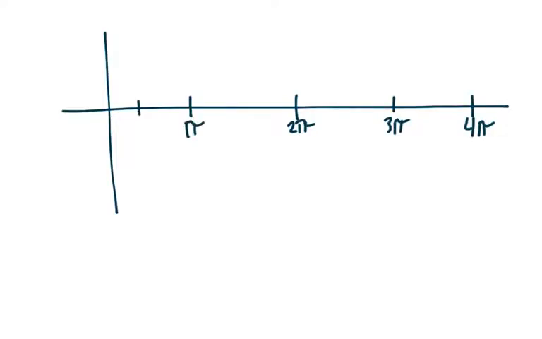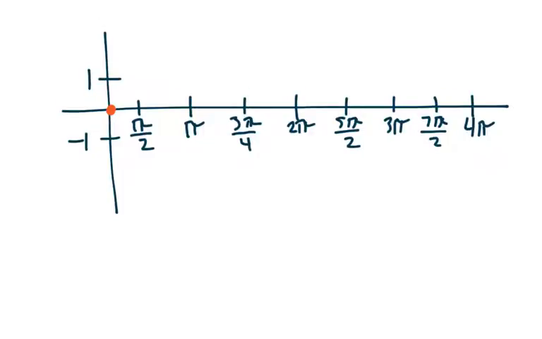Regular pi, pi halves, 3 pi halves, 5 pi halves, and 7 pi halves. So once again, our midline normally starts at 0, and then we have up 1 and down 1. So then I'd go up here, down to here, down here. There's my parent function for our sine graph.